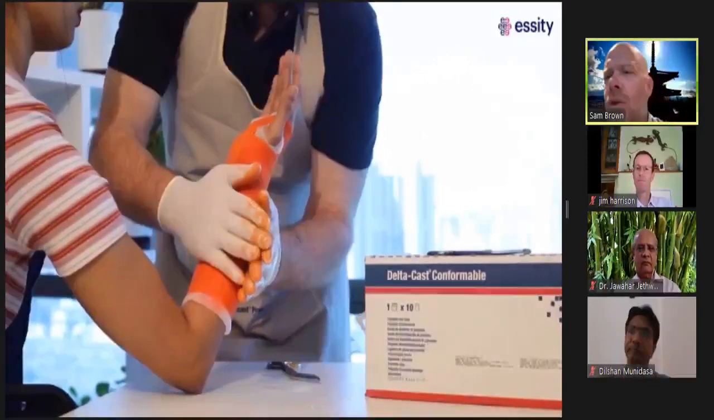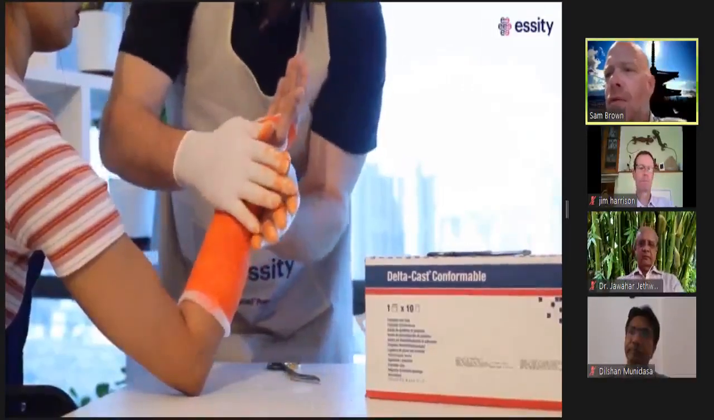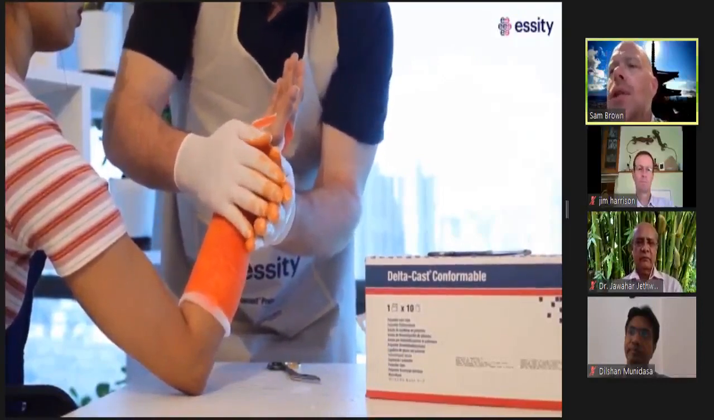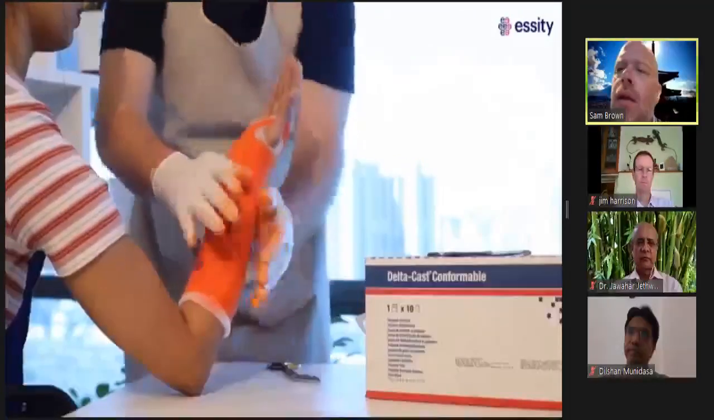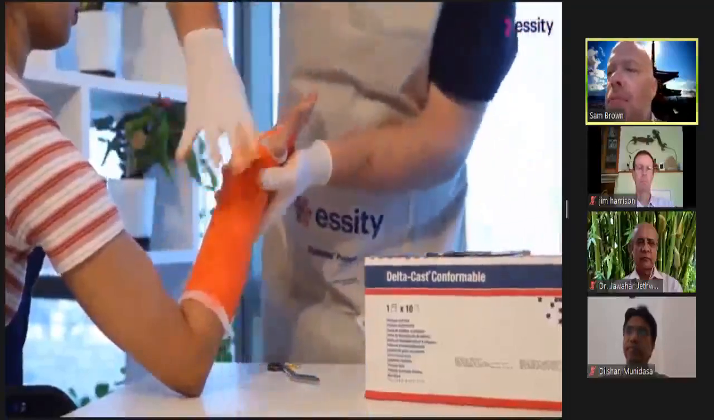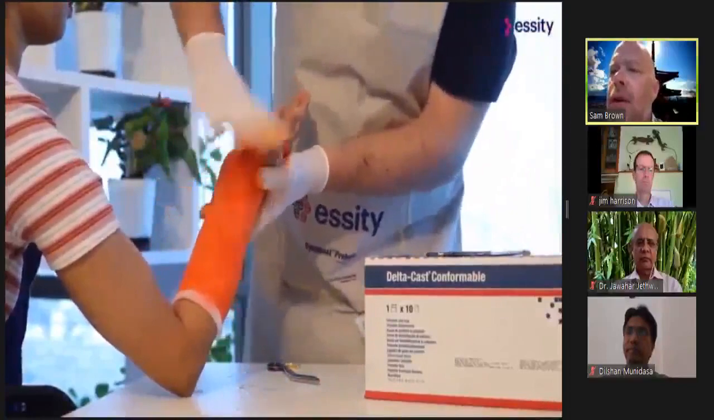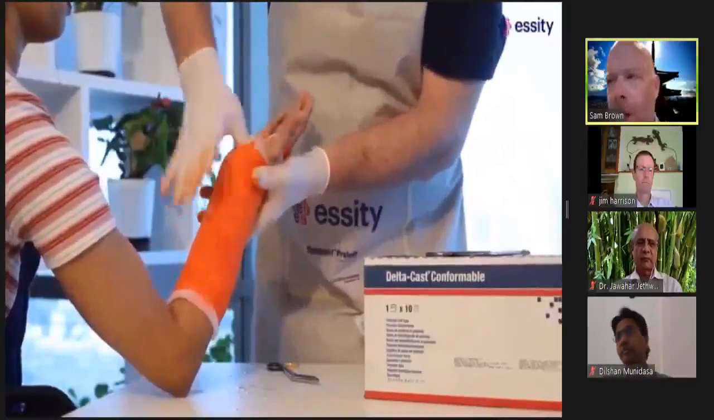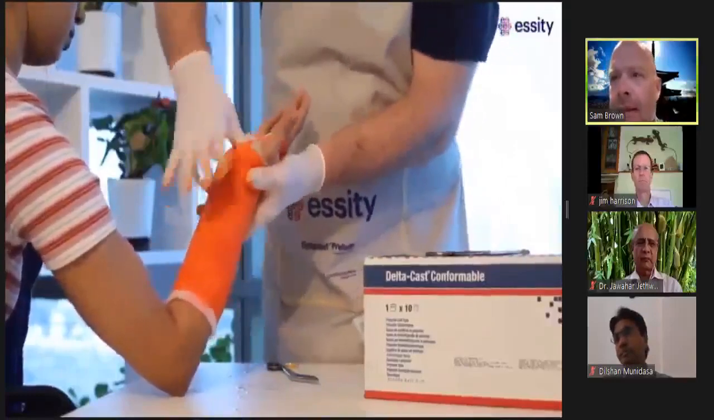And then one other mold that I do, once I get the forearm flat, is I will wet my thumb. And I think we'll see this in a minute. I wet my thumb and I mold the palm. And this molds better than POP.